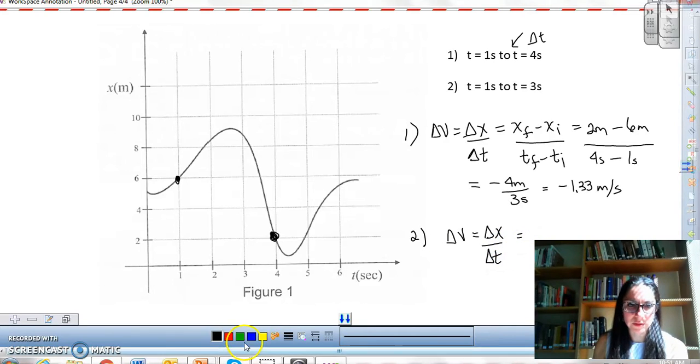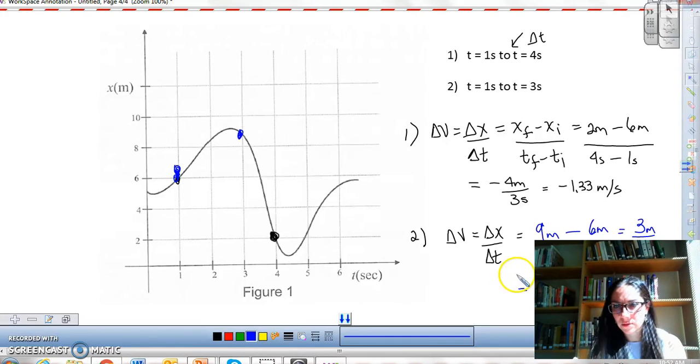So I'm going to go ahead and do it in different colors. From 1 to 3. So final position is about, let's make it easy for us, I'll say 9, minus, so I got 9 from here, and I'm getting 6. Sorry, it's above, but it's actually at the same spot, 6 meters. And then we're going to go 3 seconds minus 1 second. So 9 minus 6 gives us 3 meters, and this gives us 2 seconds. That gives us positive 1.5 meters per second.